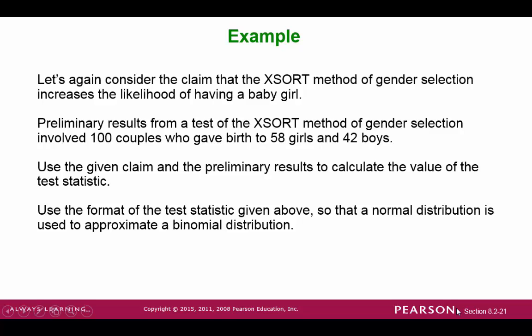Let's go back to the example with our X-sort method for gender selection. Preliminary results that we found were 58 girls and 42 boys out of 100 couples. So we're going to use the given claim and the preliminary results to calculate the test statistic. And we're going to use the format of the test statistic, and since this is a proportion problem, we will be using the normal distribution.